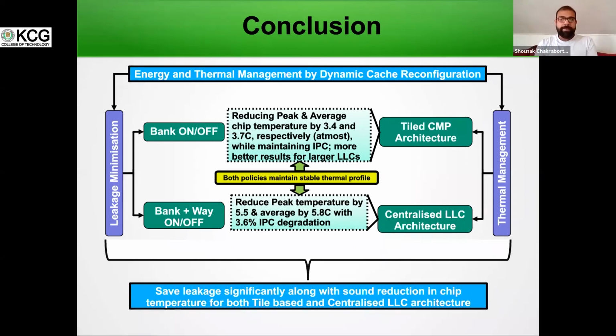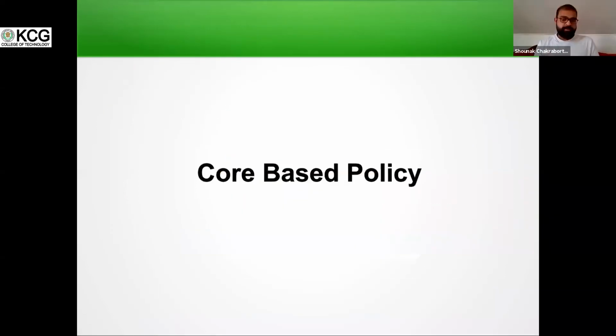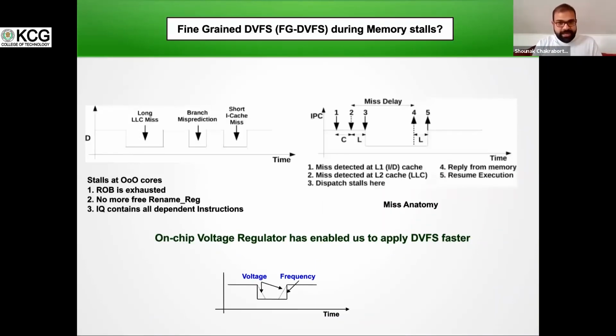Now I am jumping to the core-based policy that I have been working on since January 2019 here in Trondheim, Norway at NTNU. The primary idea is that we are going to utilize the misses, practically the off-chip accesses that we get during an execution, because off-chip accesses are very costly, and just because of off-chip accesses, your code will be in stall mode, right? So once your code is stalled, we are going to reduce its VF settings, that is voltage and frequency.